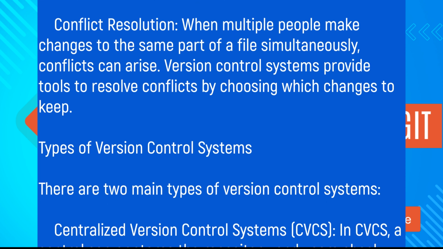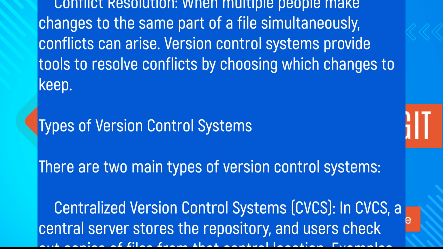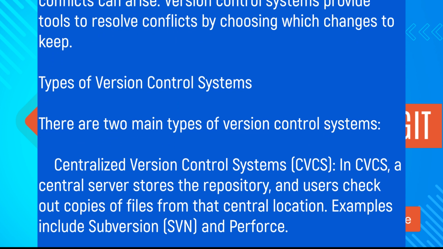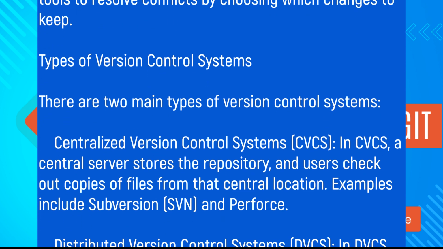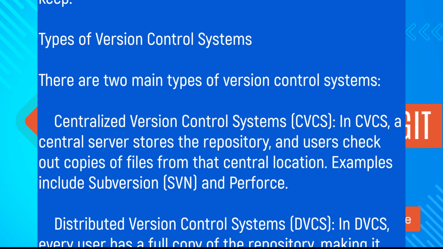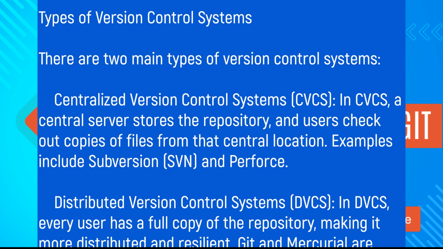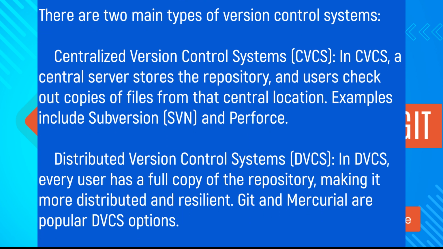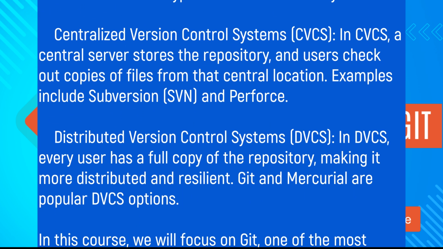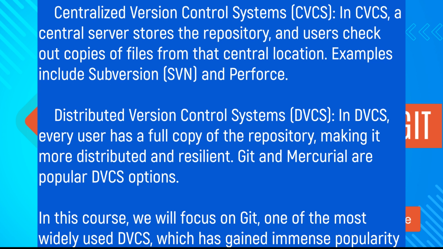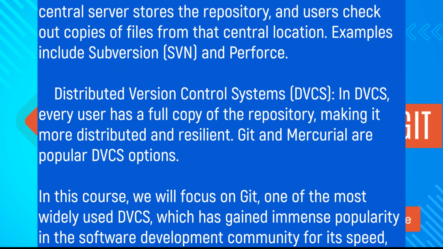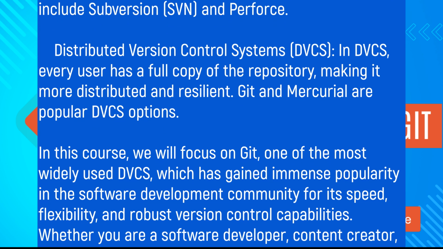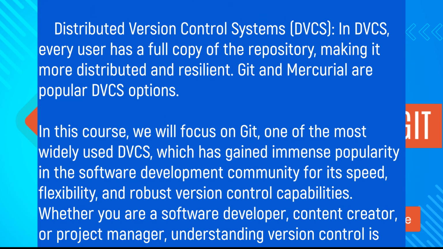Types of version control systems. There are two main types of version control systems. Centralized version control systems (CVCS). In CVCS, a central server stores the repository, and users check out copies of files from that central location. Examples include Subversion (SVN) and Perforce. Distributed version control systems (DVCS). In DVCS, every user has a full copy of the repository, making it more distributed and resilient. Git and Mercurial are popular DVCS options.